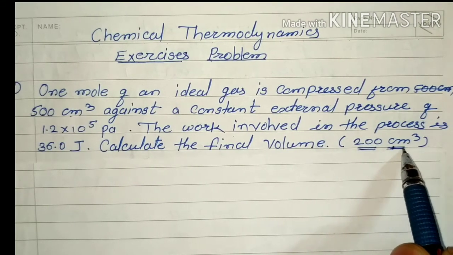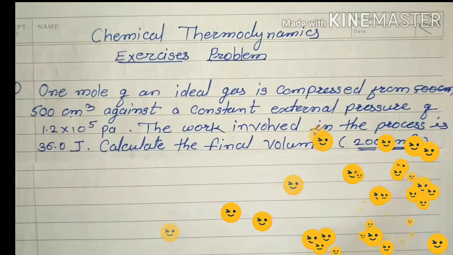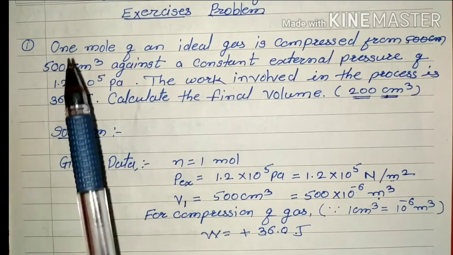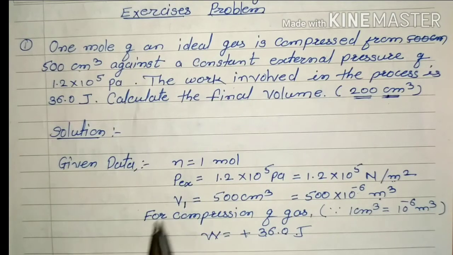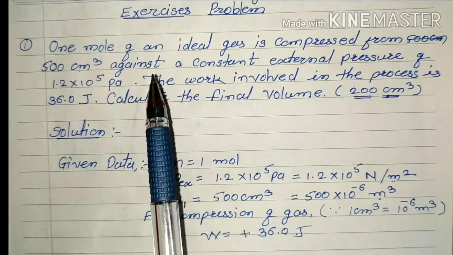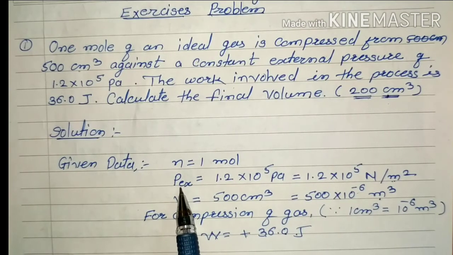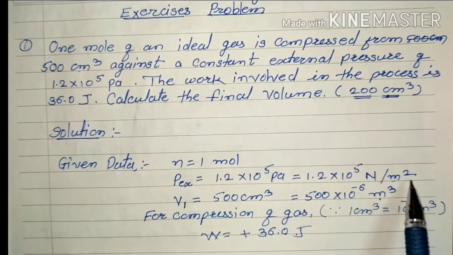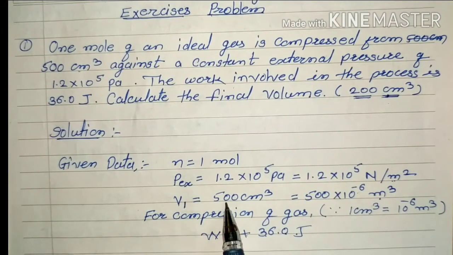This is always given in your exercise, not in your board exam. Before you solve the example, you have to write the given data. 1 mole of an ideal gas is compressed, means the gas is 1 mole, so n is equal to 1 mole. The external pressure given here is 1.2 into 10 raised to 5 Pascal. Pascal means Newton per meter square. And the initial volume V1 is 500 cm cube.